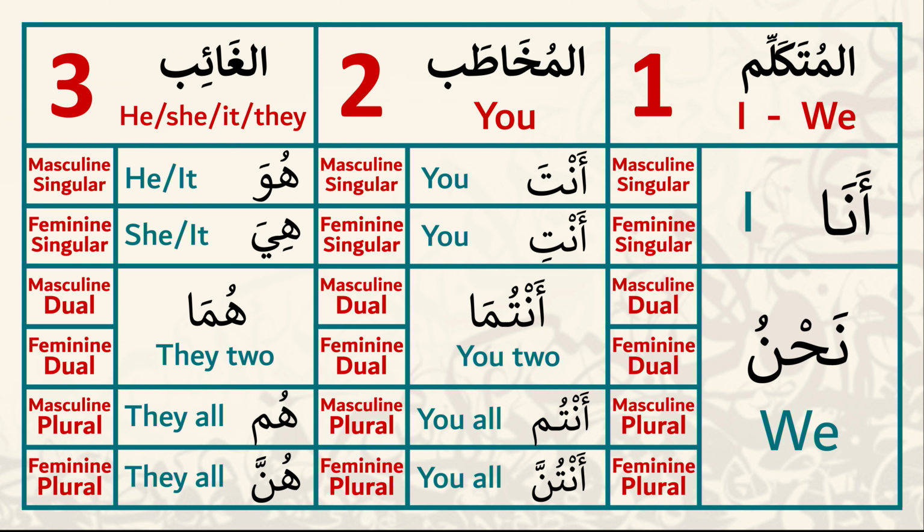Another point I want to grab your attention to, it's about the dual, al-muthanna. If you focus, you will see in all cases of dual, the gender doesn't matter. For both masculine or feminine, we are using the same pronouns. In first person, we use نحن for dual, regardless of the gender. In second person, we also use one pronoun for both genders, أنتما. And in third person, we also use a single pronoun for both dual genders, هما.